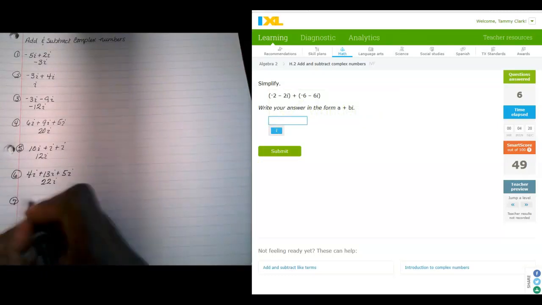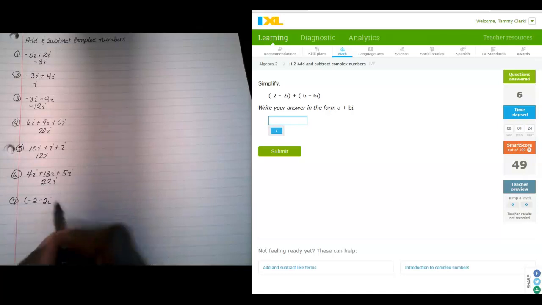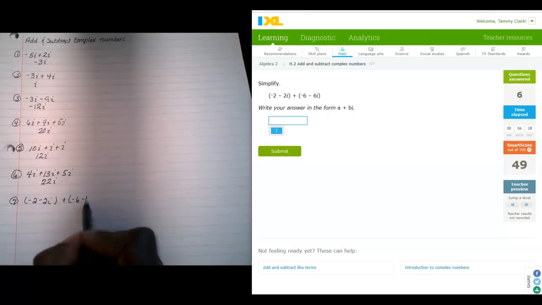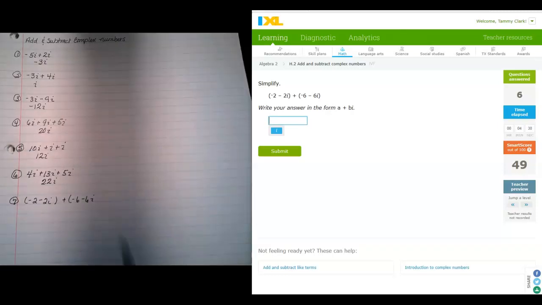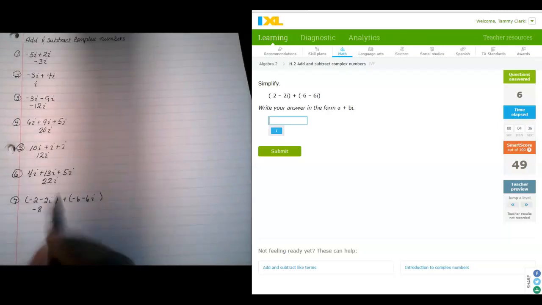Number 7, we've got negative 2 minus 2i plus negative 6 minus 6i. So we're going to combine our like terms. Negative 2 and negative 6 gives us negative 8. Negative 2i minus 6i gives us negative 8i. Oops, typed 9 instead of 8.